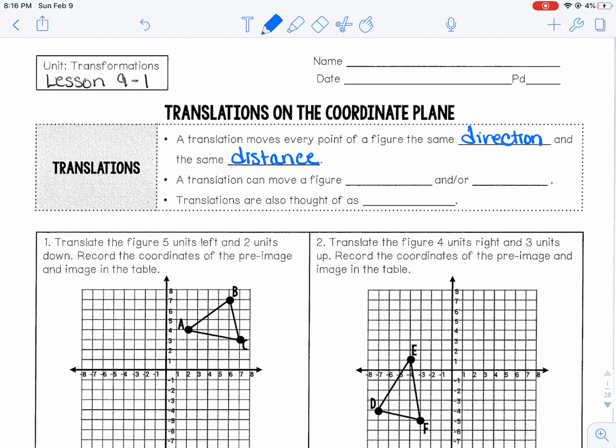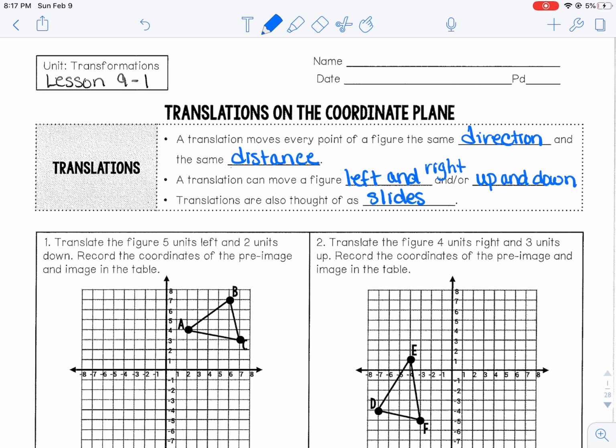A translation can move a figure left and right, and or up and down. Translations are also thought of as slides. You may have heard them called that in a previous course.